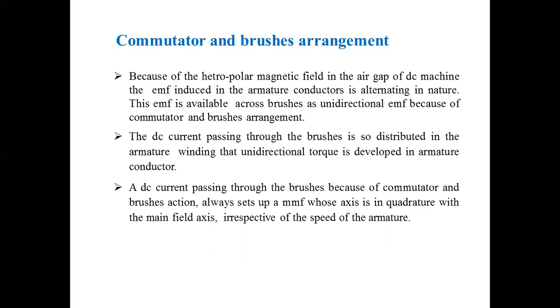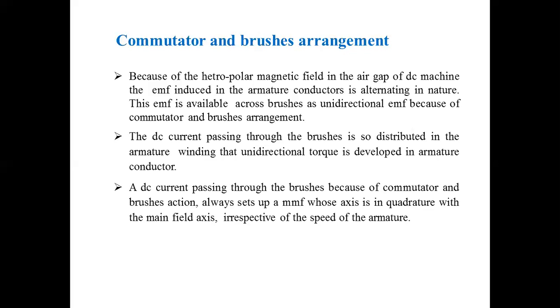Therefore, if you compare all the commutator segments, so many commutator segments are there with respect to the armature conductors. All the commutator segments are connected towards the brushes. Therefore, the induced alternating voltage has been converted towards an average value. Why? Because of the number of segments within the commutator. Therefore, this alternating supply can be changed towards the average value or a DC value. So that is a unidirectional EMF. This EMF is available across the brushes as unidirectional EMF because of the commutator and brushes arrangement.